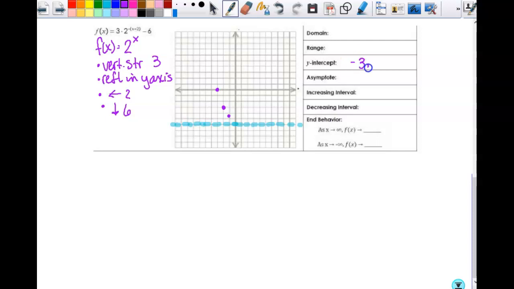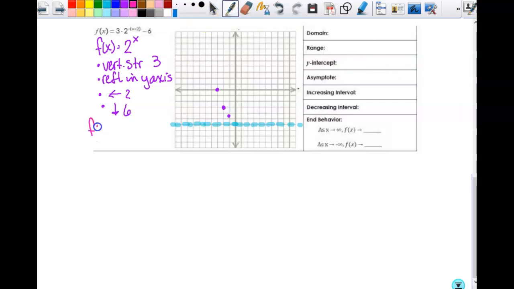It's at -3, 0. So I am good to go and get this graphed in. Oh, I don't have my y-intercept. That's my x-intercept. What am I doing? That makes no sense. I need to find my y-intercept. Okay, so let's do that.